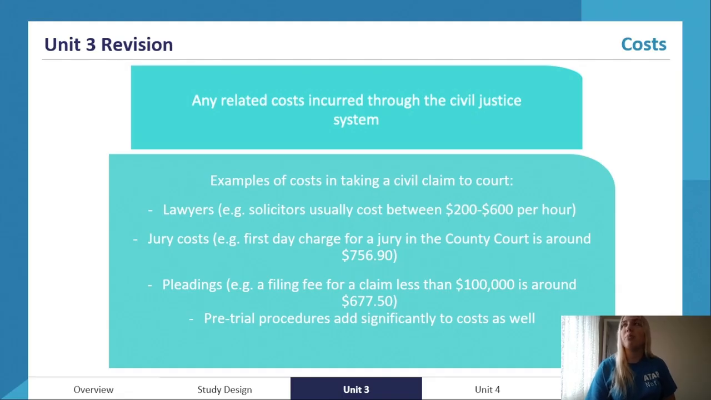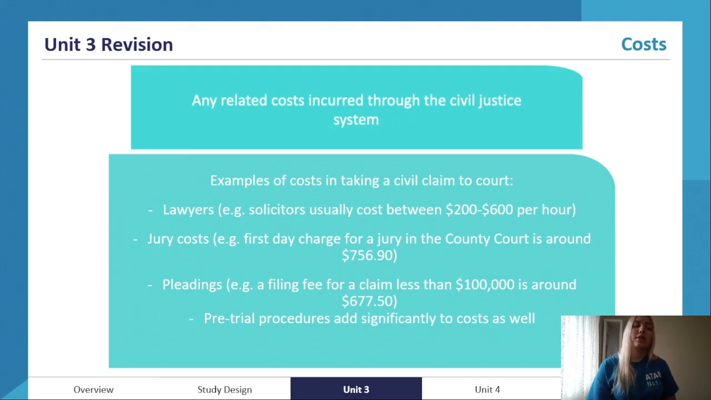Have they just gone bankrupt? Have they just lost their job? Have they just had to pay a bunch of medical bills or for a house to be built? And they may not be able to afford these costs, and therefore they might not be able to initiate the case. There are some examples that you could potentially use.